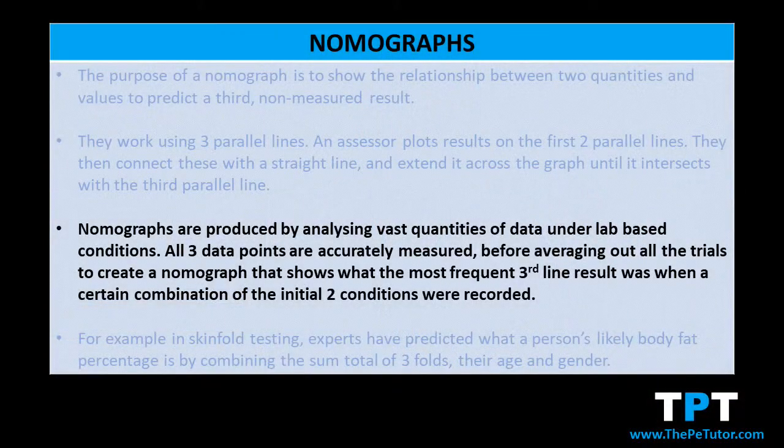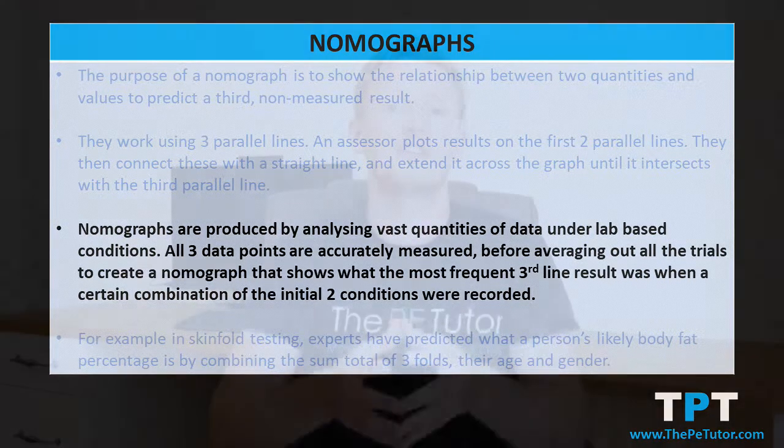So then if we plot those 2 points on the first 2 parallel lines and draw a line through them, the line would then continue over, or it would intersect with the third parallel line, which is the result column, where if you read it off, it would give the performer their likely fat percentage. Like normative data tables, nomographs have been produced by analysing vast quantities of historical data.